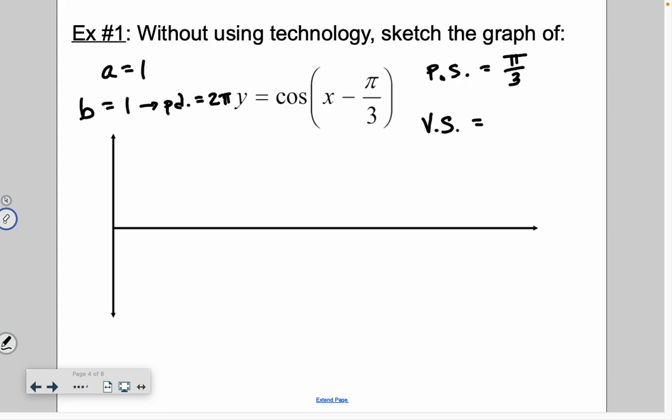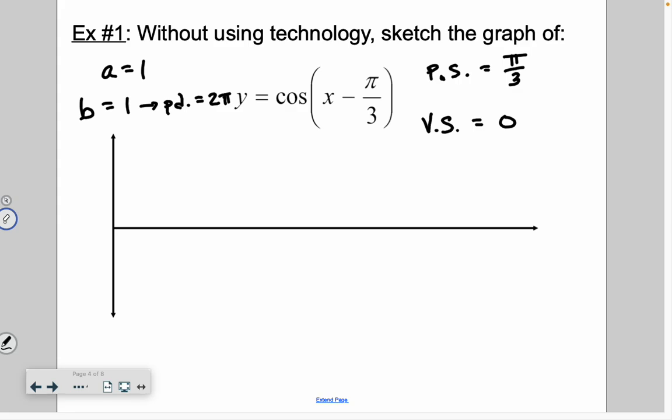Do we have a vertical shift? No, there's nothing either at the beginning or at the end that's added or subtracted, so there is no vertical shift. What that tells me is the midline does not go up or down at all then. Okay, so there we've identified everything that we have.